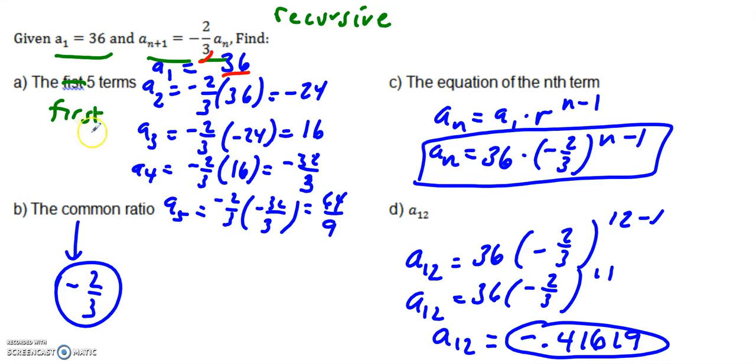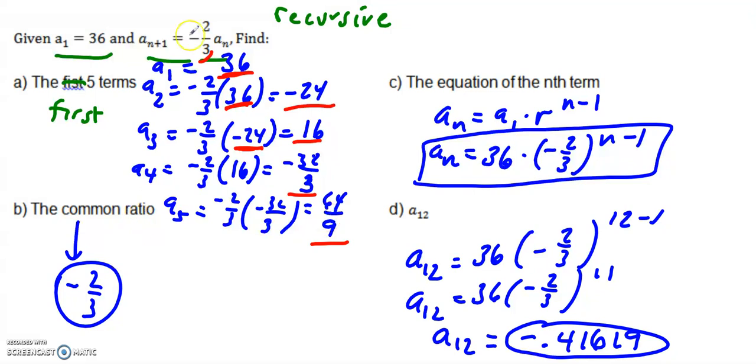All right, guys, so to check back in with you, I knew that the first term was 36. So to find the next term, I did negative 2/3 times the previous term 36 and got negative 24. Then I plugged negative 24 in, multiplied it by negative 2/3 and got positive 16. When I did it the next time, I got negative 32/3 and positive 64/9. If you had decimals for these, feel free to check your decimal versus my fraction.